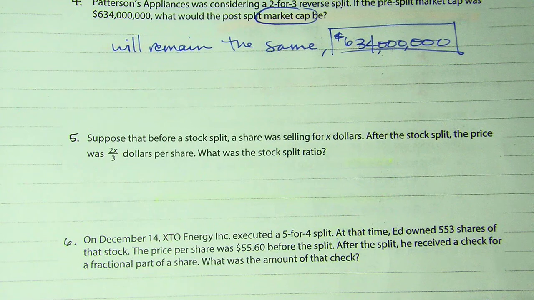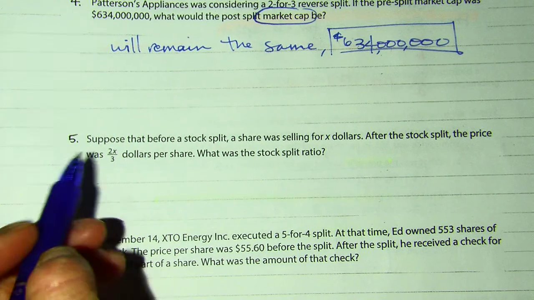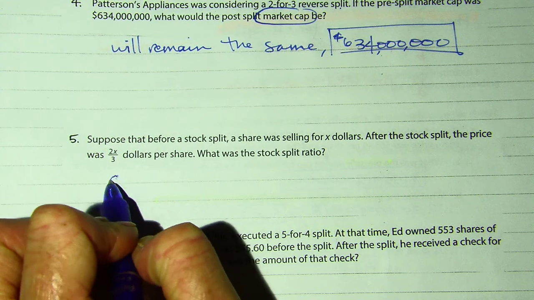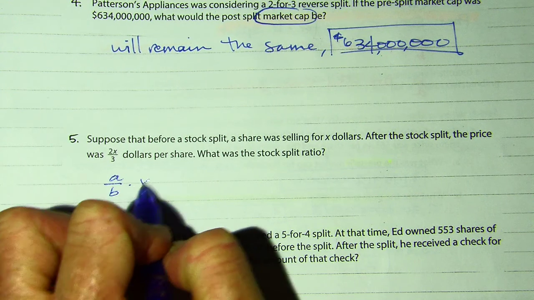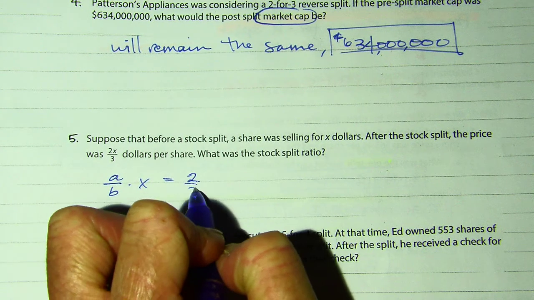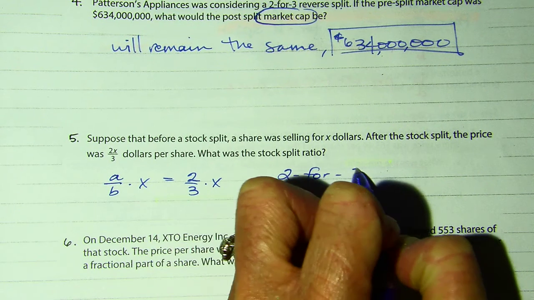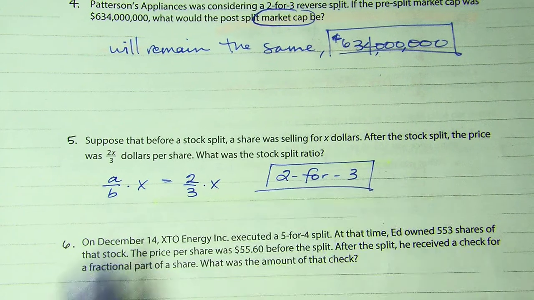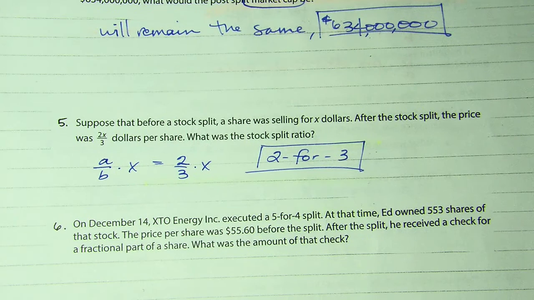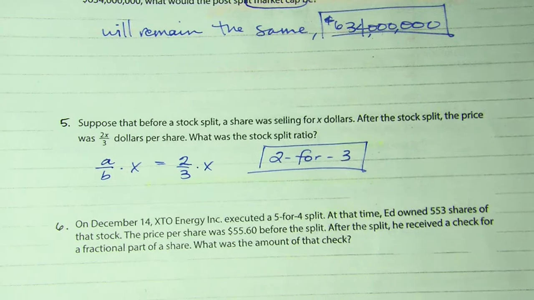Number 5, suppose that before a stock split, a share was selling for X dollars. After the stock split, the price was 2X over $3 per share. What was the stock split ratio? Well, I know it's A over B times X. So they're telling me 2 over 3 times X. So the stock split ratio was a 2-for-3. Just the numbers they provided us with. All right, next one, number 6.